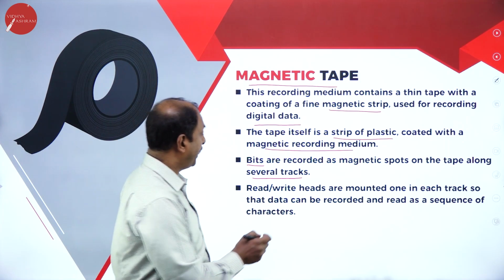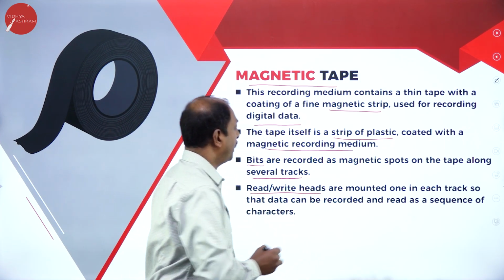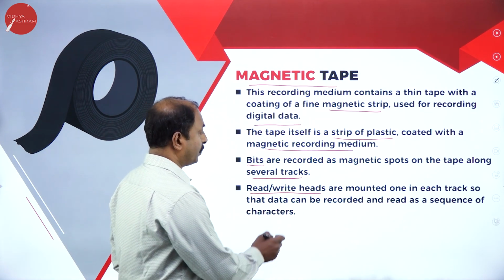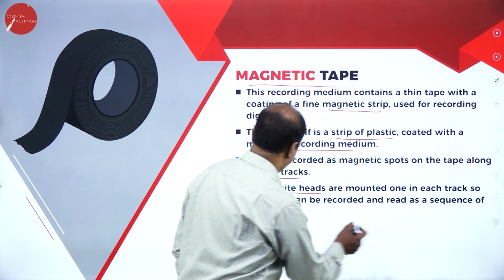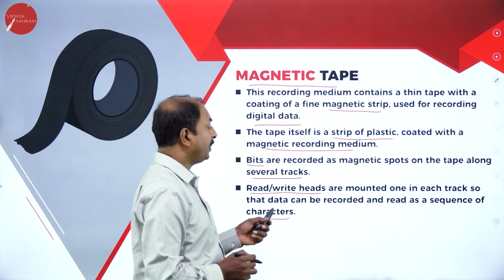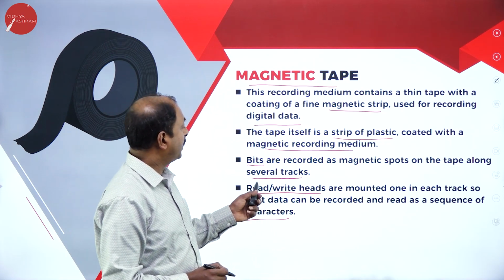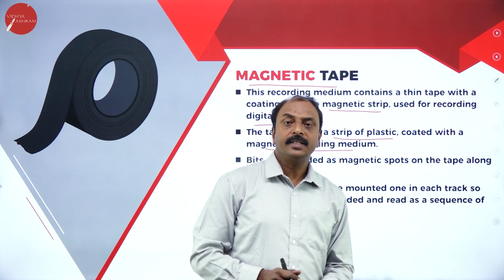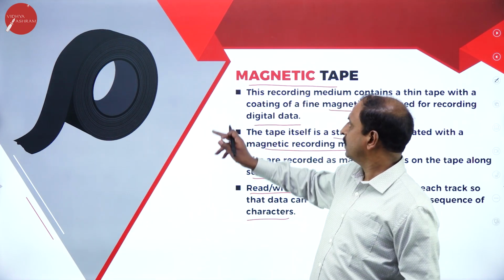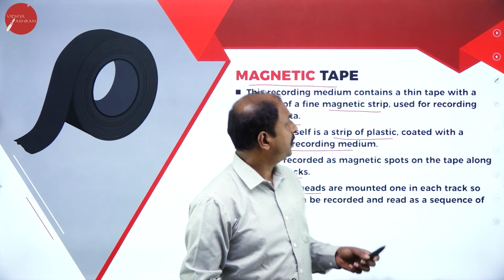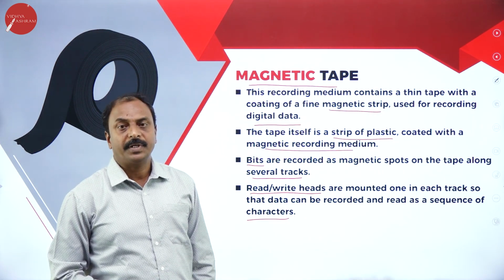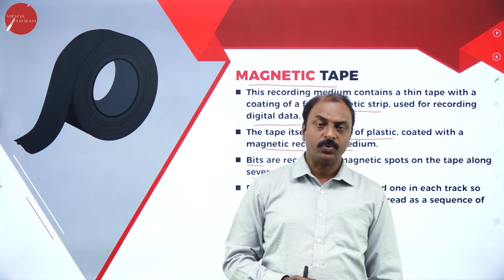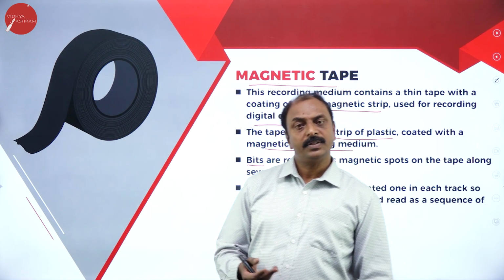And read-write heads are mounted one in each track, so the data can be recorded and read as a sequence of characters. So here we can see the read-write head on each and every track to read and write the data on the magnetic tape. So this is one of the secondary memory devices, that is magnetic tape. Students, it is almost similar to the audio cassette that we have seen.